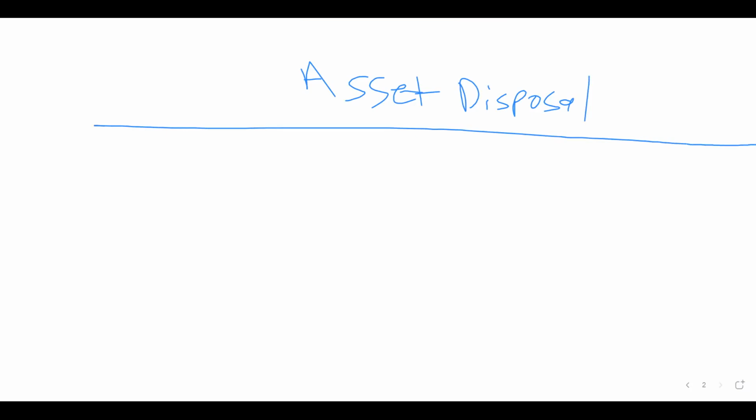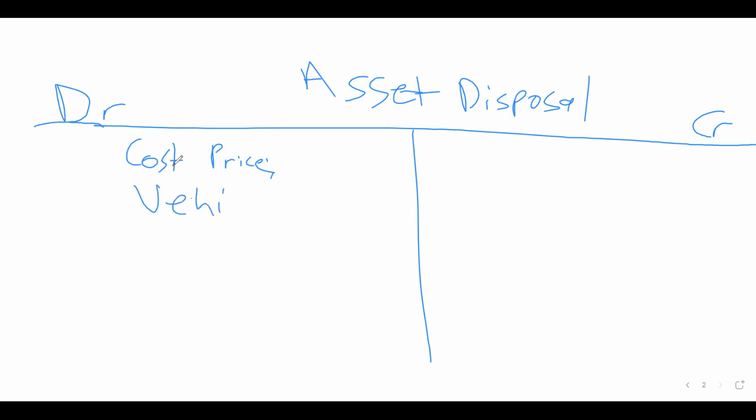Okay, so where you have something like this, which is a ledger account with the debit and the credit side. Now, on the debit side of an asset disposal account, you always put the cost price of the asset that you are selling. So you're putting the cost price, but you're putting the name of the asset that you are selling. So let's say if it's a motor vehicle, you would have said the vehicle.